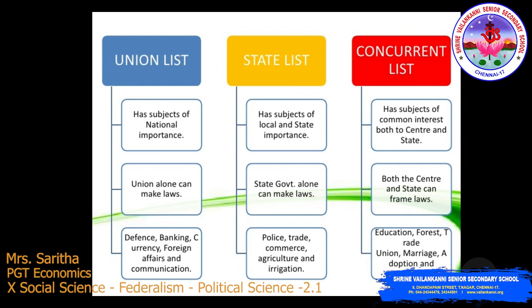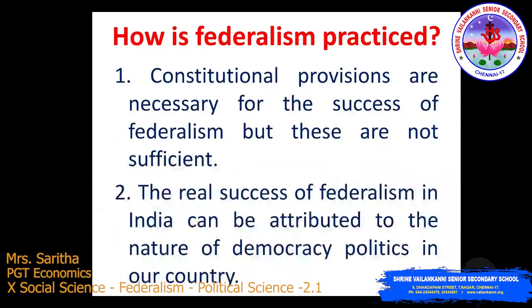So these were the things that make India a federal country. I've told you about the subjects that come under the union list, state list and concurrent list. Now, how is federalism practiced?